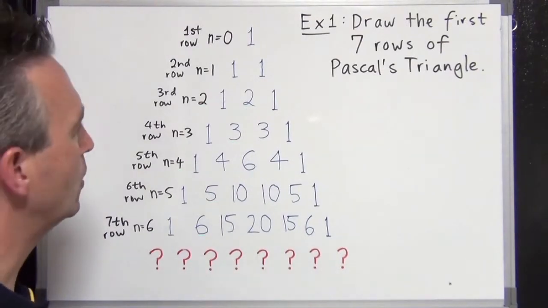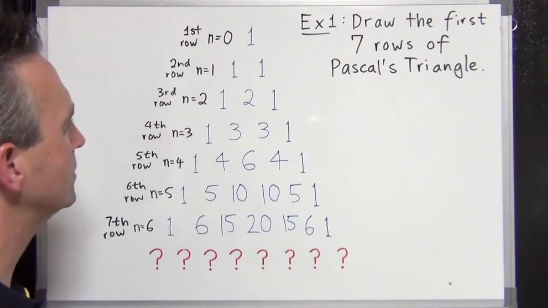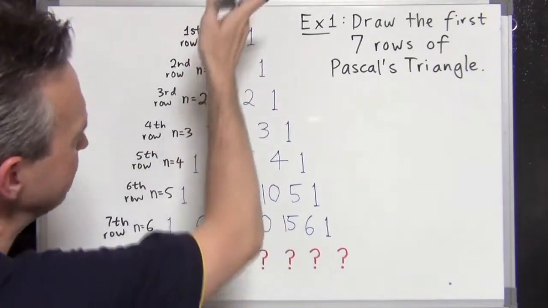So that's enough about the rows. Let's talk about the columns next. Now the columns are not vertical, they're slightly at an angle.